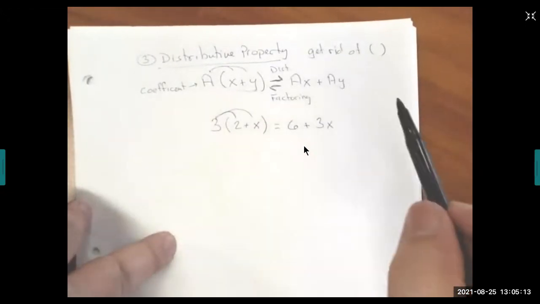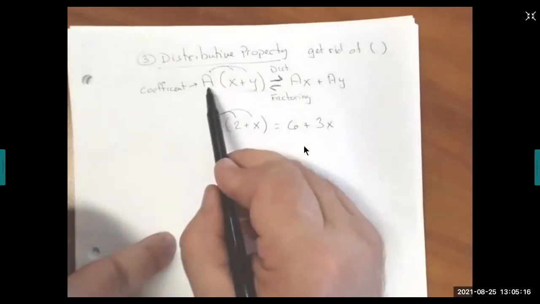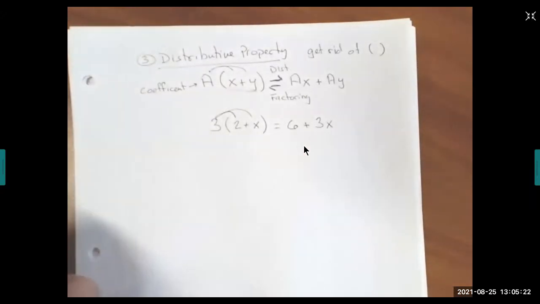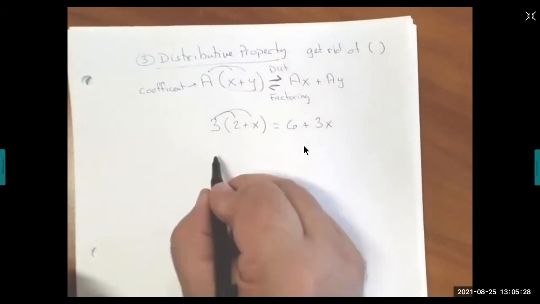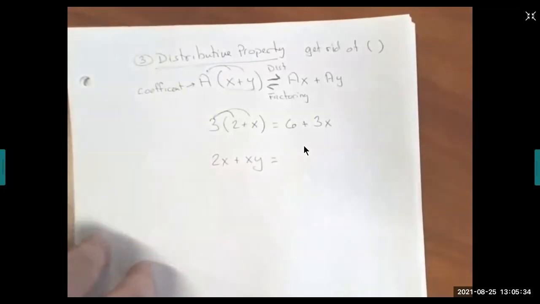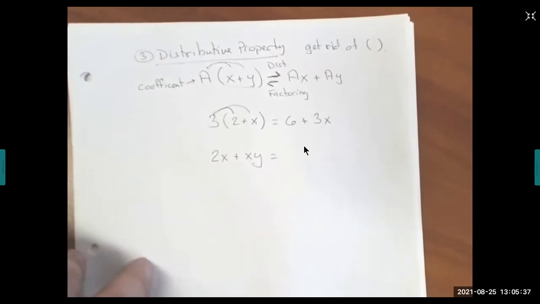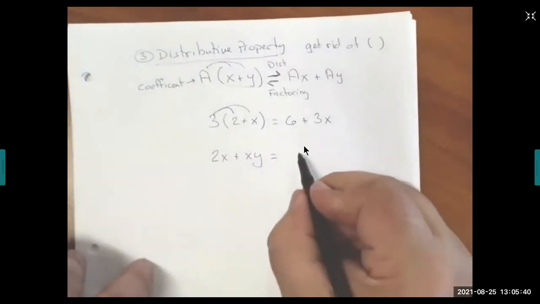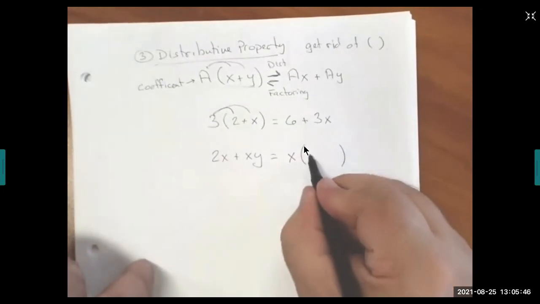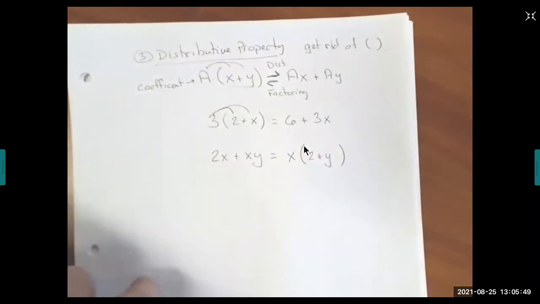What do AX plus AY, what do they have in common? A. So we take out the A, that's our coefficient. Whatever's left goes inside the parenthesis. So if we had this equation, 2x plus xy, what do they both have in common? So take out the x, whatever's left goes inside the parentheses. What do we have left? Yeah. So that's the power of this distributive property. It introduces factoring and it separates the equations for us.